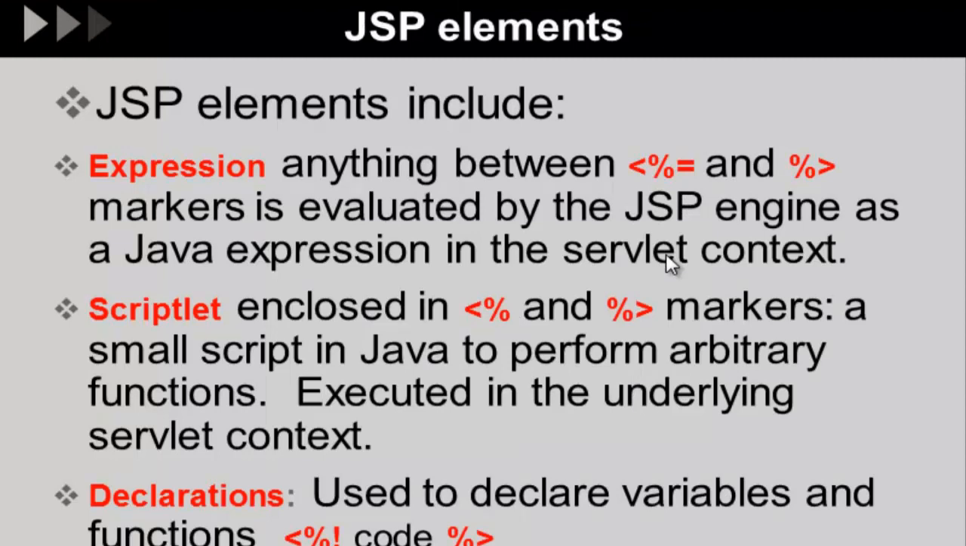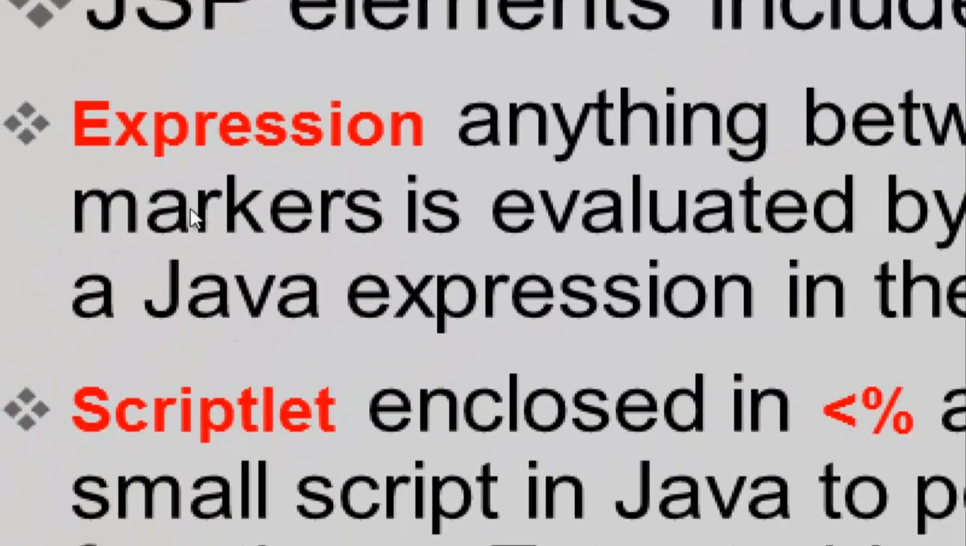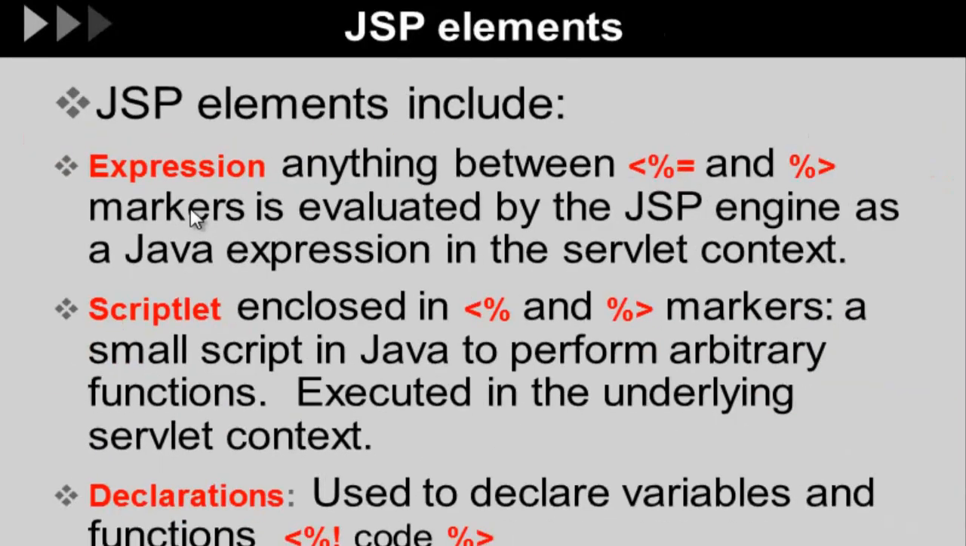Now let's come back to some of the elements that are used in the JSP. By now you are already familiar with these things. The first one that we are using is the expression. And what is an expression? Anything that needs to be evaluated. So 1 plus 1, the answer is 2. That's an expression. If you want something to be evaluated and given out, then we use the expression.